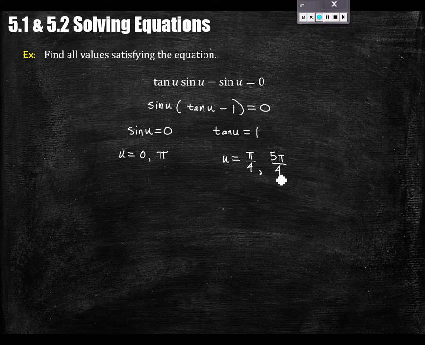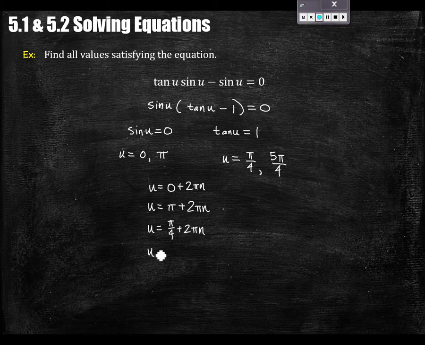Oh, there was a -1. So yeah, pi over 4 and 5 pi over 4 both have a tangent of 1. But again, we're finding all values, so how do we write that? Well, one way would be to write u equals 0 plus 2 pi n, or u equals pi plus 2 pi n, or u equals pi over 4 plus 2 pi n, or u equals 5 pi over 4.